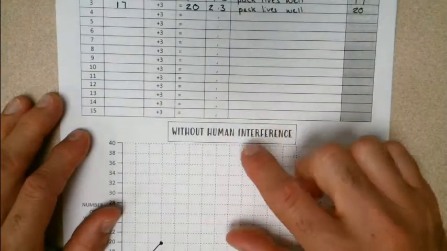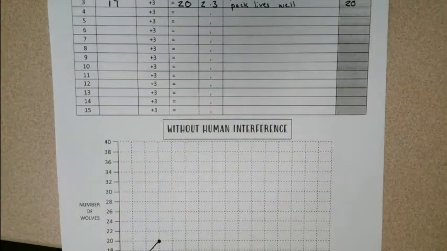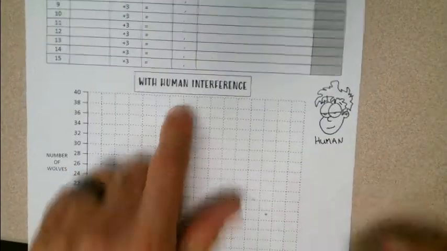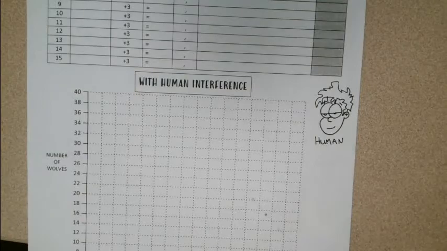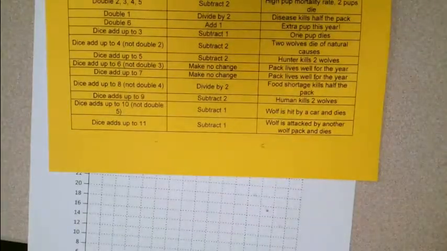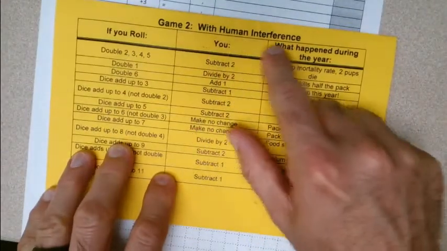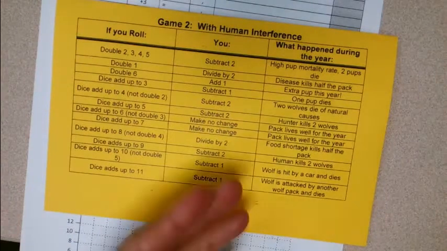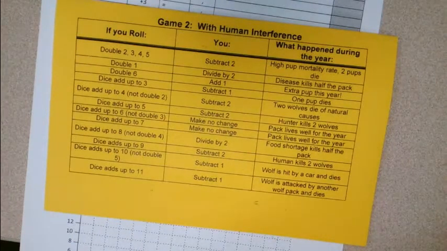Now, once you're done doing the one without human interference, sorry, I cannot speak today, you flip over the page, and now you're going to do the whole thing again, but with human interference. And for that, you need to look at the bottom part of the game board. And it will have with human interference. And it's slightly different. When we're all done, we'll talk as a group and discover what we learned. And hopefully you'll have some fun as you do it.